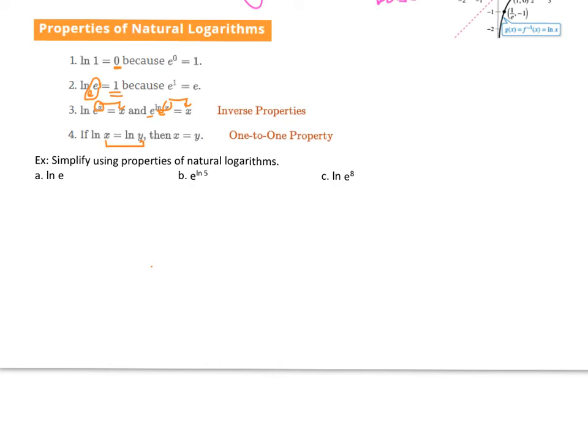It says simplify using properties of natural logarithms. ln of e, again, that automatically equals 1. That's pretty easy. Here we have e to the ln of 5. So since ln is automatically base e, they just cancel out, and your answer is automatically 5. Last but not least, ln of e to the 8th. Again, since ln is base e, the e's cancel out, and you just get 8. So some of those properties should go pretty quickly. Flip it over to the next page and we've got an application problem for these.